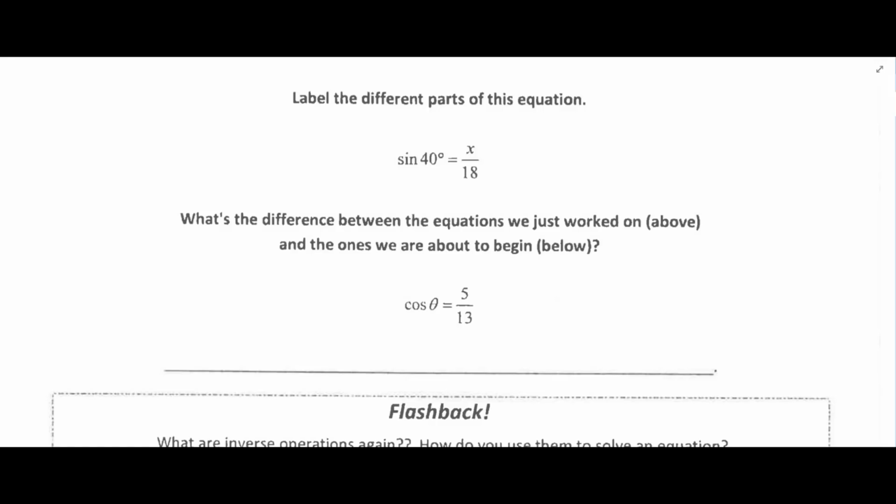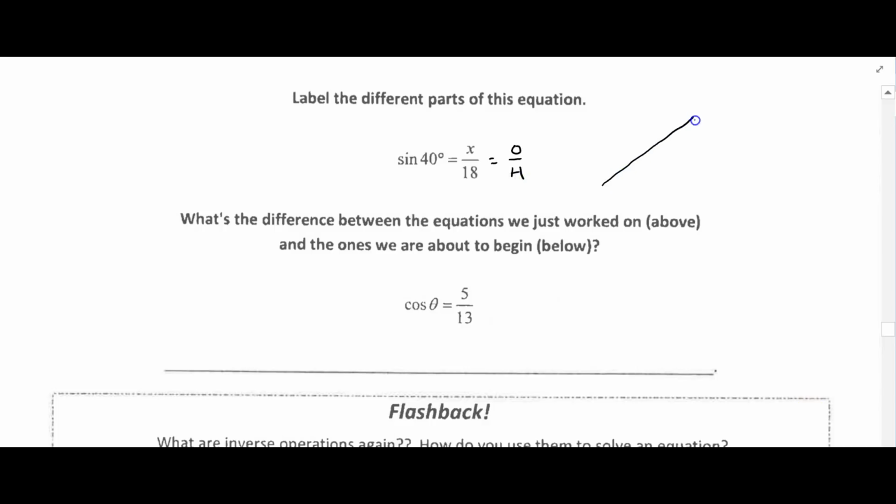In this video, we're continuing with section 12.1, working with the trig ratios, and we're using our trig ratios now to help us solve for different parts of our triangle. So let's take a look at this first equation here. I have the sine of 40 degrees is equal to x over 18. And I know that the sine function is the opposite side over the hypotenuse.